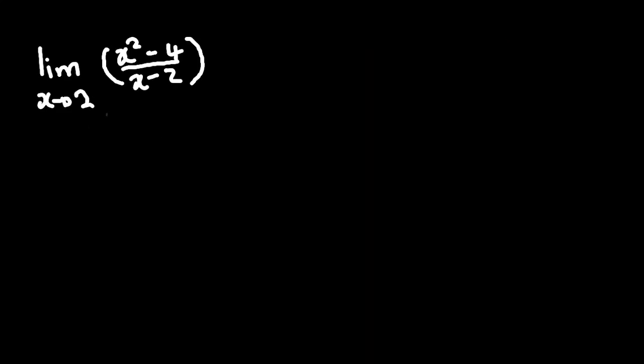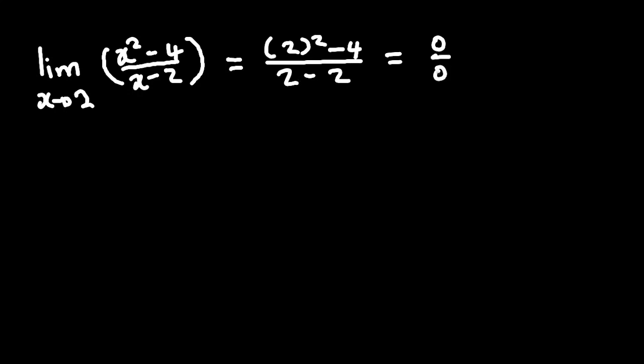Let's see another example. Here I have the limit of x squared minus 4 divided by x minus 2 as x approaches 2. Let's try to apply direct substitution and see what happens. So 2 squared is 4, so 4 minus 4 is 0, and 2 minus 2 is 0. So we end up dividing by 0. Any number divided by 0 is undefined.